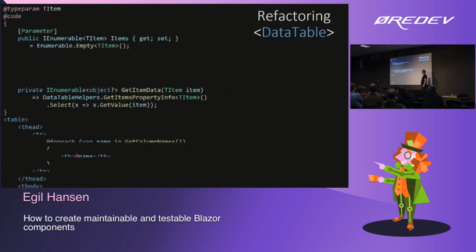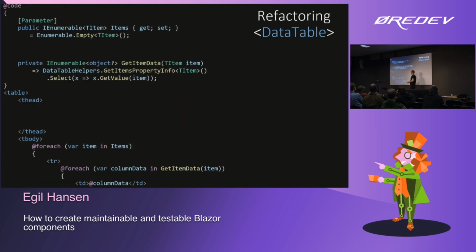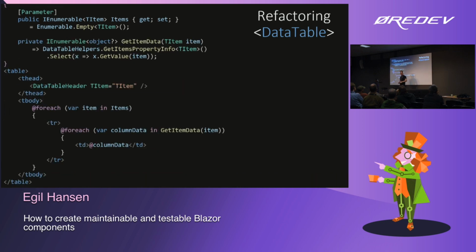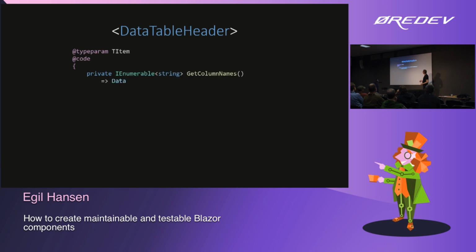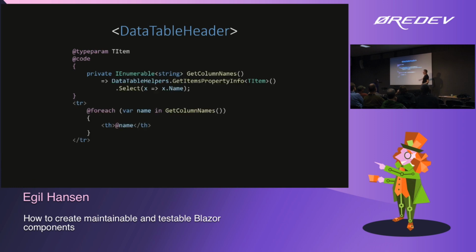So let's start by moving the header part out into its own component, and you probably guessed it's going to be named data table header, and it only needs to know about the type of the item that it's going to be rendering columns for, and it looks like this. So here we have a nice, highly cohesive, very focused component that, if you come back to it a year later, you should be able to pick up pretty quickly what is actually going on here.